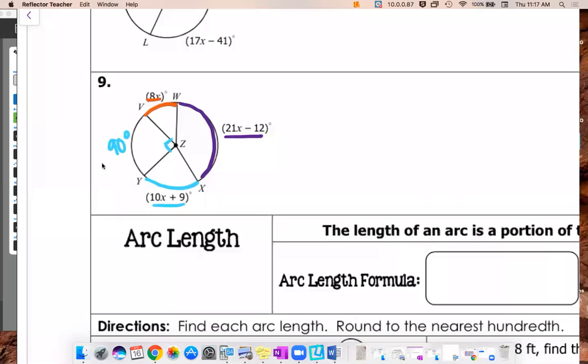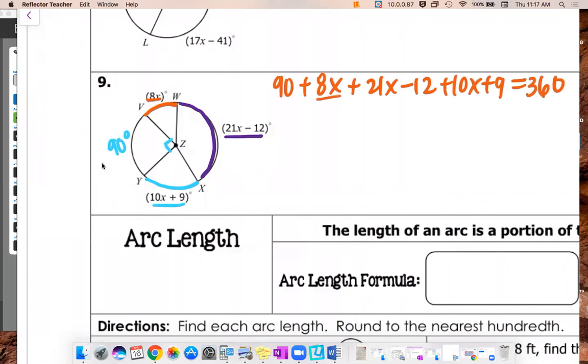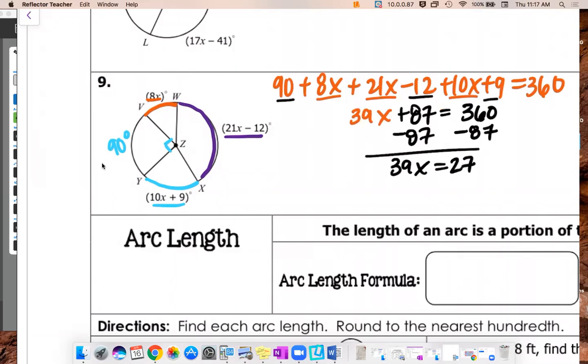So they gave us the entire circle. So what we know is that all of those arcs added together should equal 360. So if you do 90 plus 8x plus 21x minus 12 plus 10x plus 9, all of those should equal 360. So then if I combine like terms, all of my x's end up being 39x. And if I combine all of these numbers without an x, that ends up being plus 87 equals 360. And then you're just going to solve. So then we got 39x equals 273, divided by 39. You get x is equal to 7.